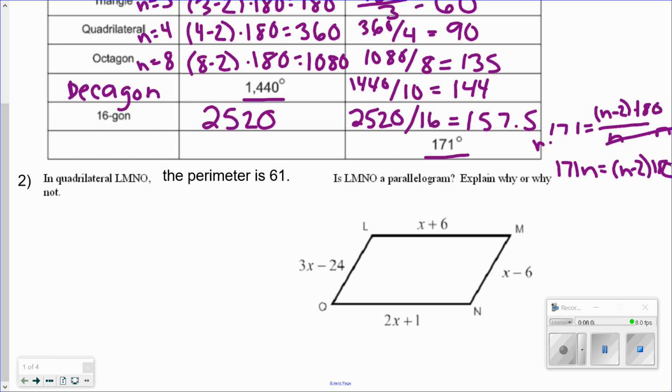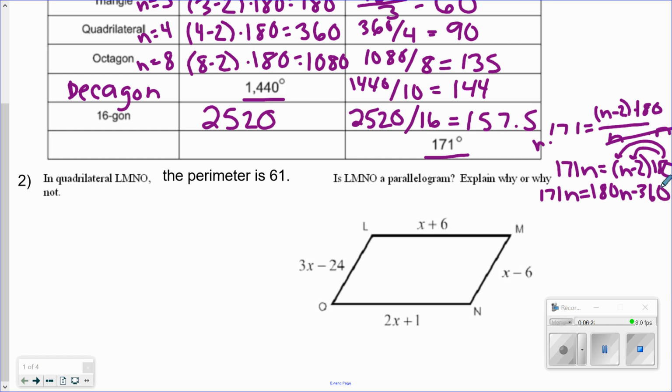All right, so now I still need to get n by itself. So what I want to do is take this 180 and distribute it inside the parentheses. That gives me 171n is equal to 180n minus 360.